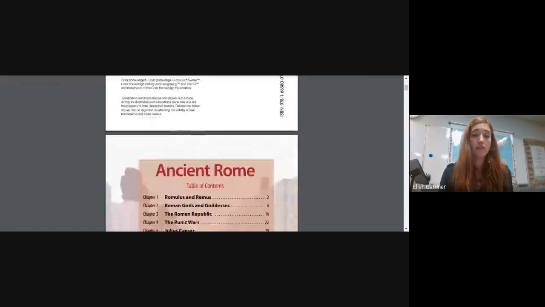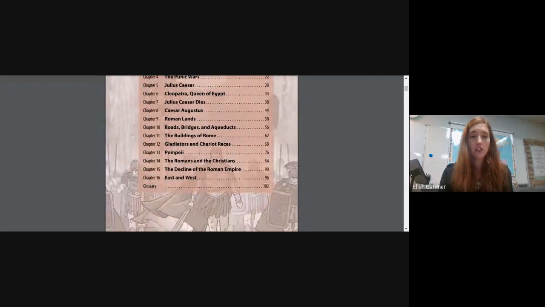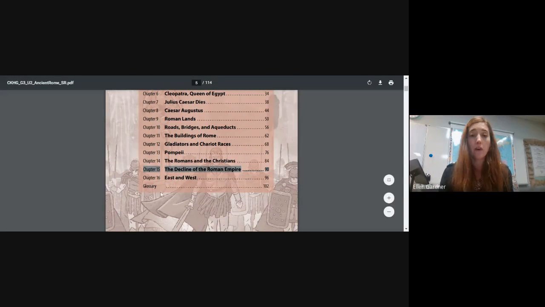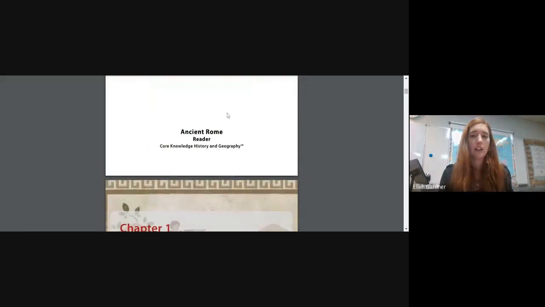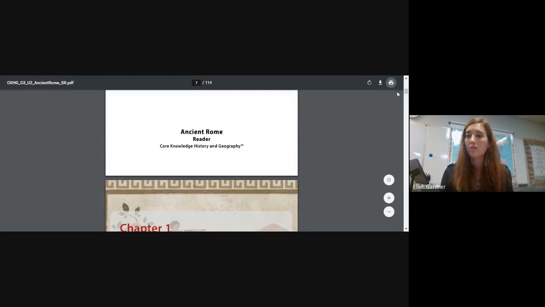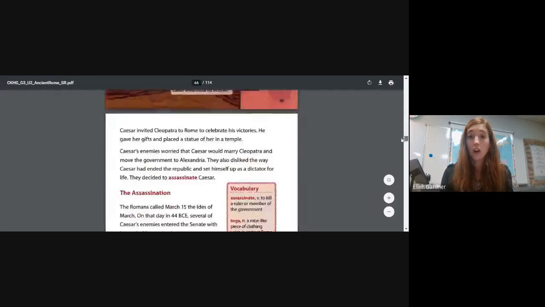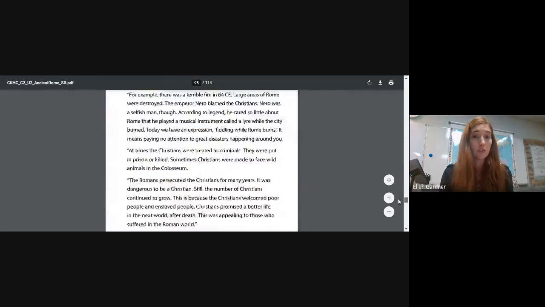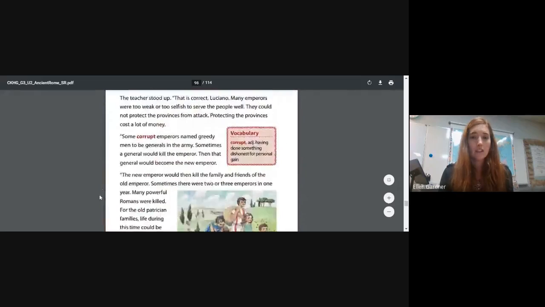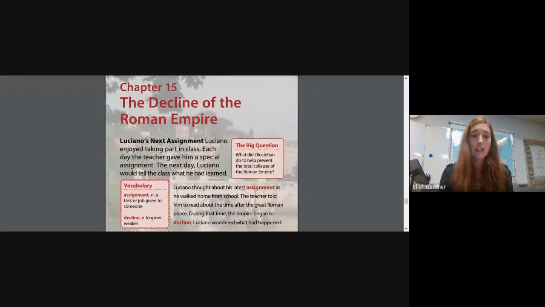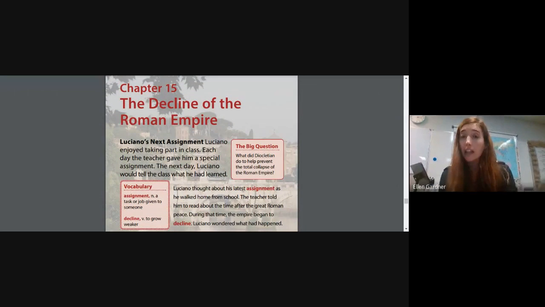And we'll be reading chapter 15 today. As you can see, that's the decline of the Roman Empire. The last chapter is called East and West. So we'll see what that is about next week. Oops. Do not want to print all of these 114 pages. Okay, so is this right? Yes, it is. Chapter 15, the decline of the Roman Empire.